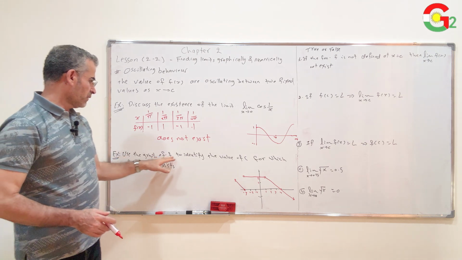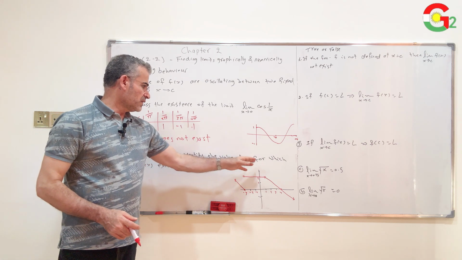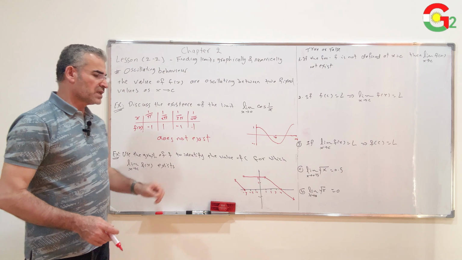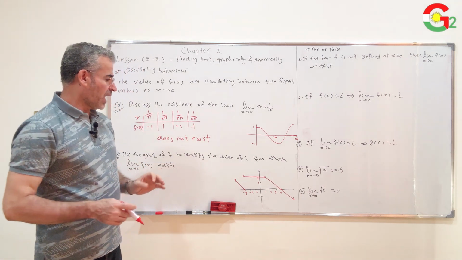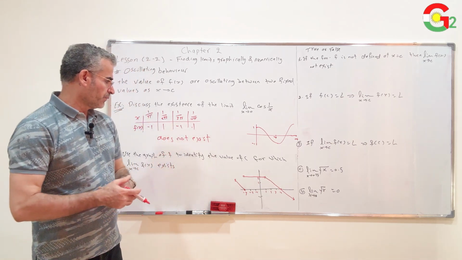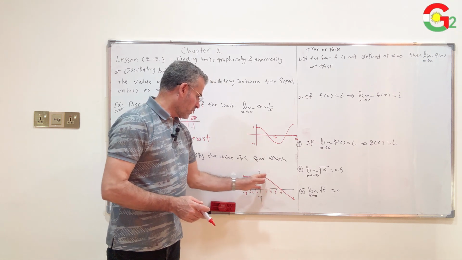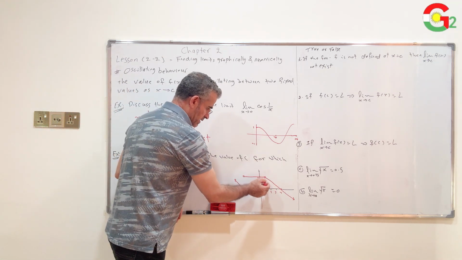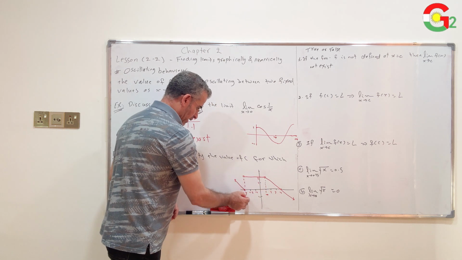Example, use the graph of f to identify the values of c for which limit of f of x when x approaches c exists. To solve this, we will discuss the limit at points where the function is not continuous, because when the function is continuous, the limit already exists. But for this function, I'll discuss here at 1 and at negative 3.